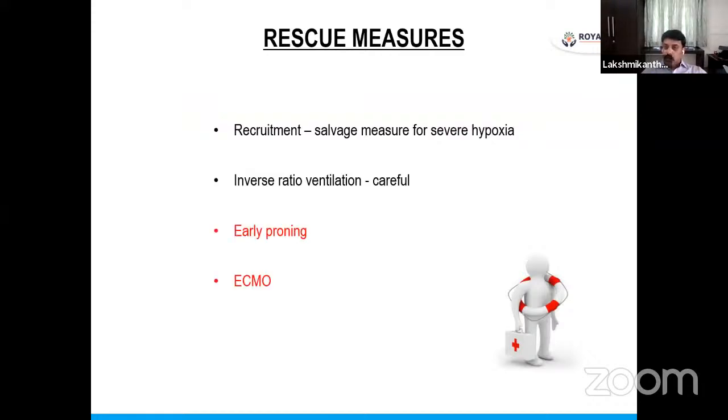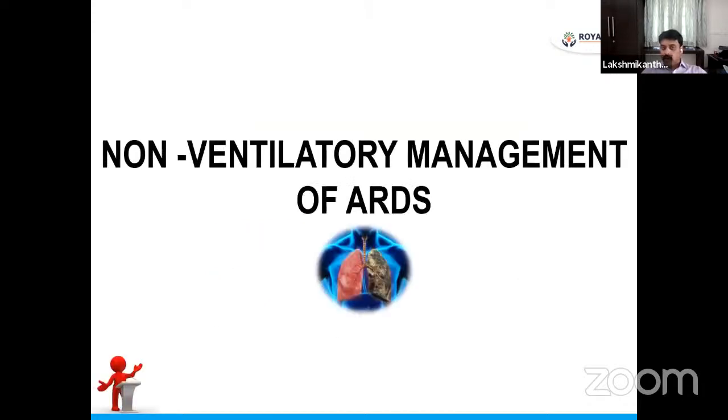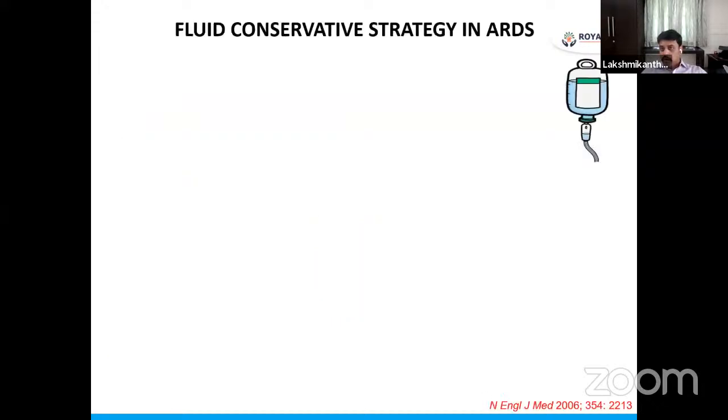Two things that you can definitely use are early proning and ECMO. HFOV, do not use, and neuromuscular blockade, if at all using, use it in the first 48 hours. These are all the ventilatory management.